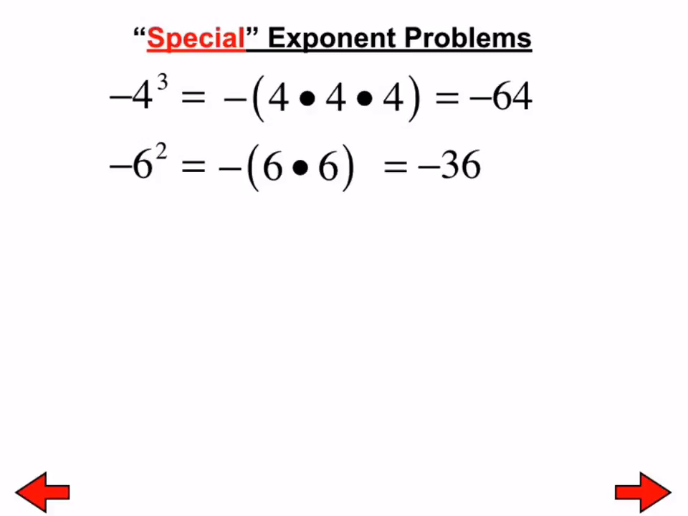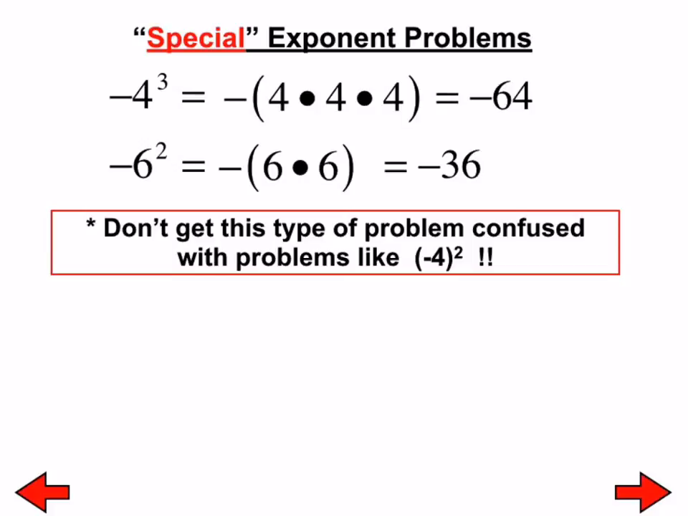So the thing that you should realize very quickly is that if we have what looks like a negative base and there aren't parentheses around that, the answer to that, when you evaluate it, will always be negative. But that's not necessarily true if there are parentheses around the negative base. For example, if you go back to number 3 and number 4, you see that number 3 had a negative answer, but number 4 had a positive answer. Here, both of these were negative, okay? So don't get this type of problem confused with problems like -4 in parentheses to the second power, okay?